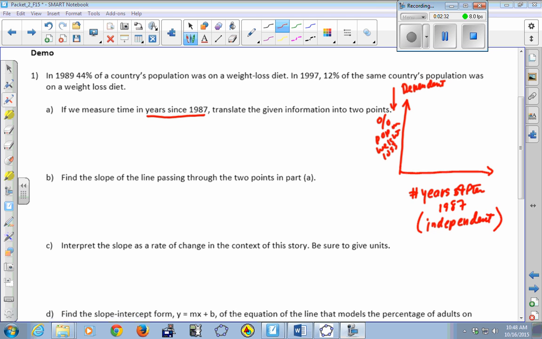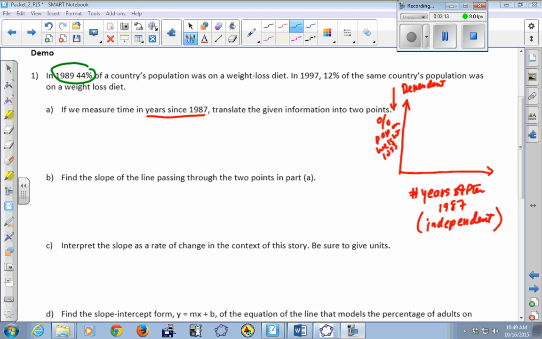Okay, so I need to come up with 2 points to define a straight line. Where do I get the 2 points in my information given? Can someone help me where I get the 2 points? 1989 and 44%. Right, so right here, if we look at that, we get 2 values of our variable. 1989 tells us how many years, well, it doesn't tell us, we have to figure it out, but it does give us a point in time. The 44% tells us the percentage on the weight loss diet.